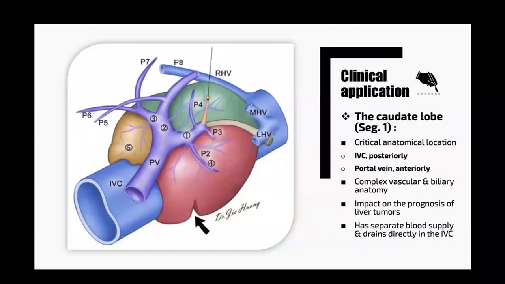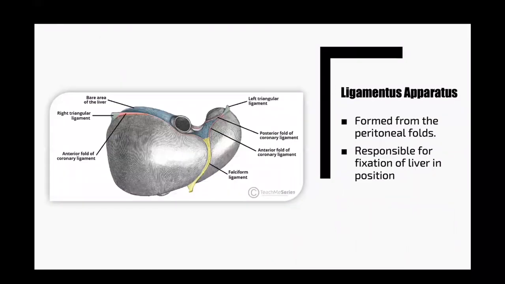Regarding the caudate lobe or segment 1, it has a critical anatomical location extending between the inferior vena cava posteriorly and the portal vein anteriorly. We identify the caudate lobe as a separate morphological lobe with a separate blood supply that drains directly into the IVC. And due to its complexity, involvement of the caudate lobe has an impact on the prognosis of some liver tumors. The liver as a whole is fixed in its position by different elements, such as ligaments, which are the most important fixation element.